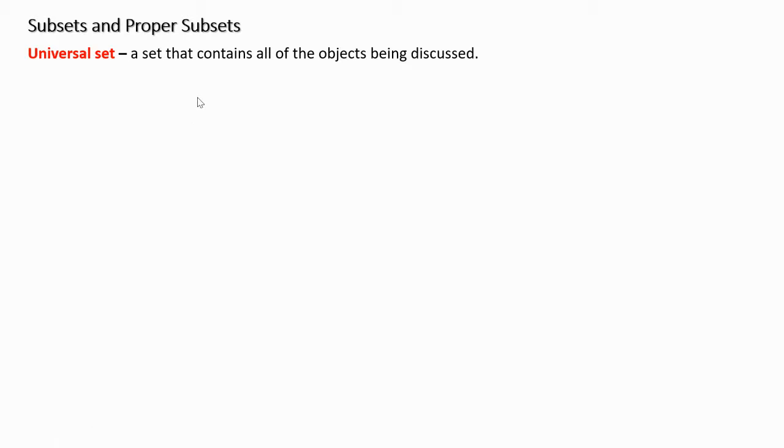Okay, now let's continue. Here are more definitions: subsets and proper subsets. First of all, what's a universal set? A set that contains all the objects being discussed. When I teach this course, I tell my students, my class is a universal set because nobody else can be included, just Mr. Isasi's class. So that's the set being considered. That's an example of a universal set.